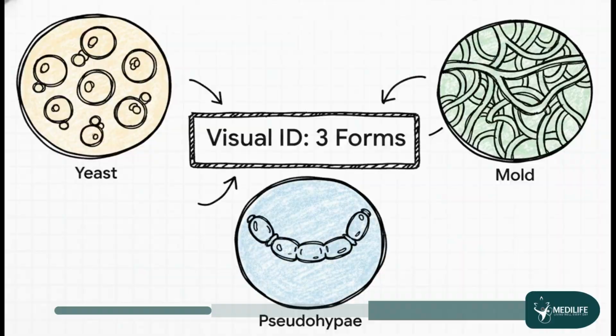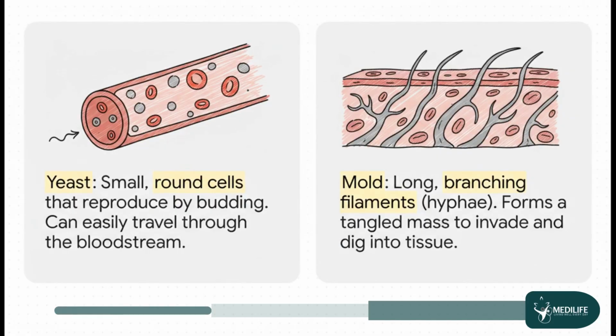Let's break them down. And this shows the 2 main players perfectly. Over on the left, that's yeast. Think of them like tiny individual round cells that just bud off each other. Because they're so small and free-floating, they can get into the bloodstream and cause absolute chaos systemically. Now look to the right. That's mold. Totally different. It's made of these long, branching threads called hyphae that weave together into a web, perfect for digging deep and invading tissues.